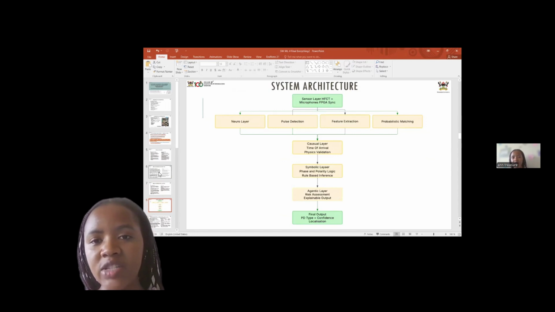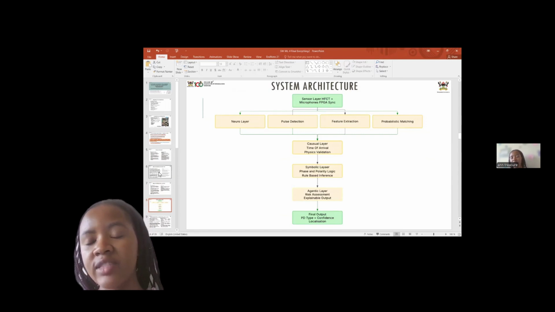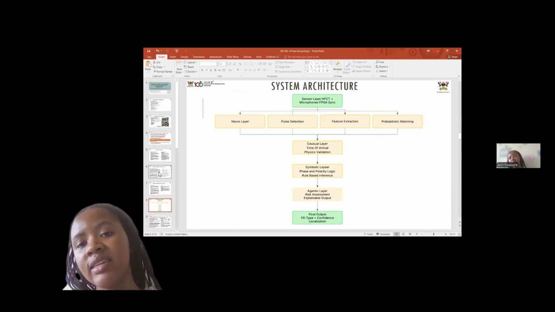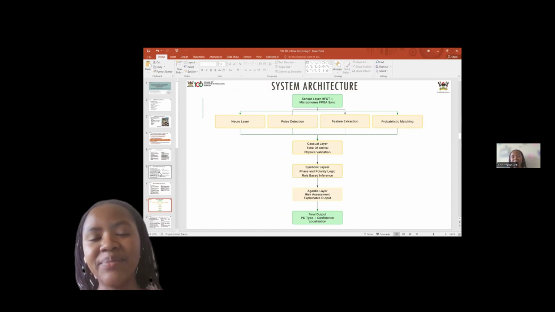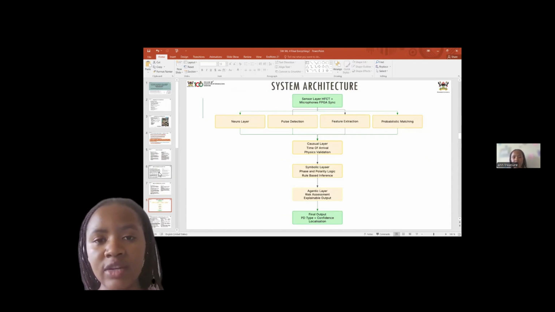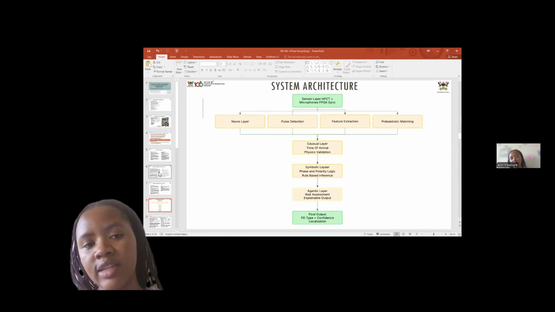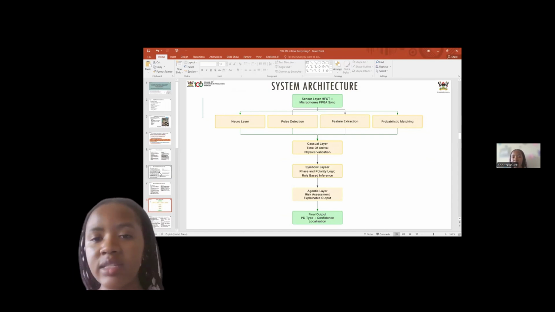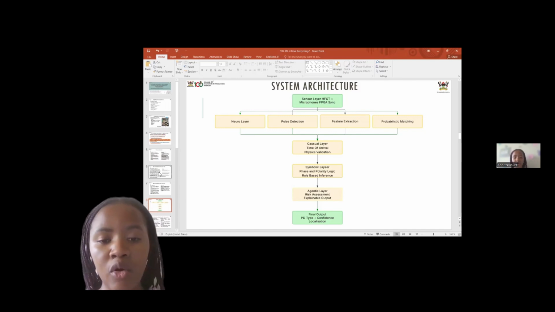So this was our system architecture. Our system architecture included extracting the features from the CT that extracted electrical signals, and the microphones that extracted acoustic signals. We had a neural layer, the pulse detection, the feature extraction. We end up with a causal layer, the symbolic layer, and also an agentic layer that would provide explainable output plus the final output.